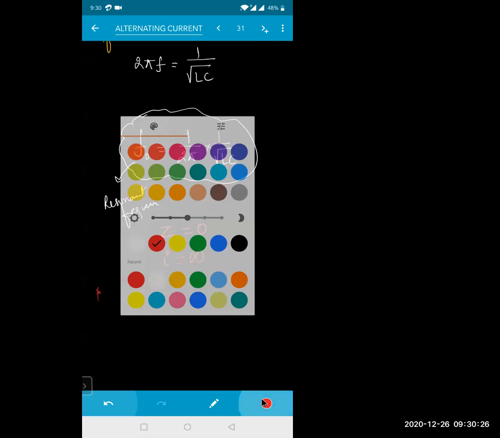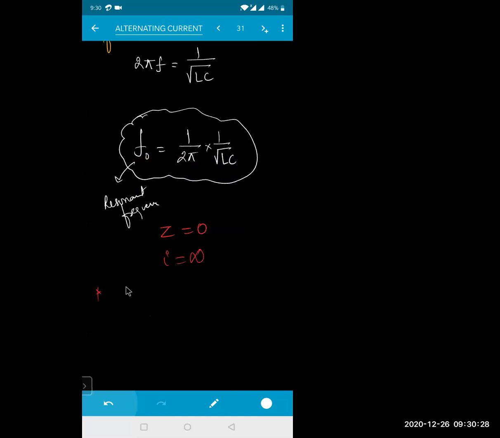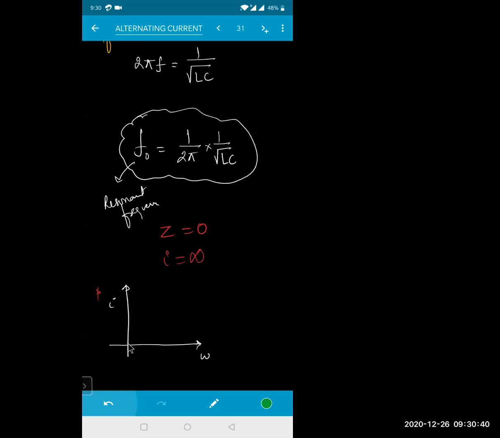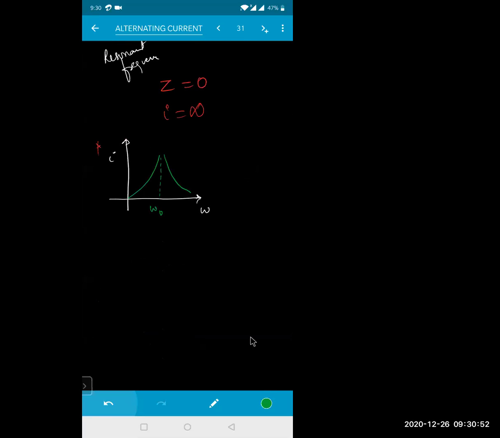So we have two graphs for this, and you need to remember them well. If I draw the graph of current versus frequency, it initially rises from here, attains the resonant frequency, that is omega naught, and again from there it drops like this. That is the current versus omega diagram.